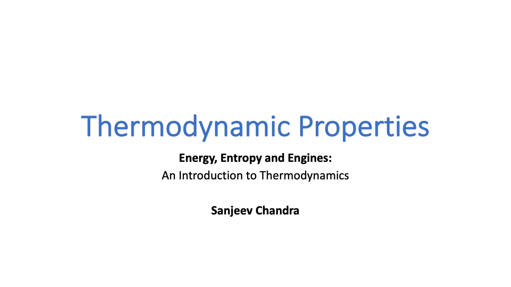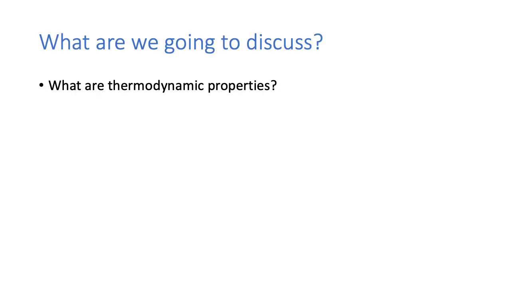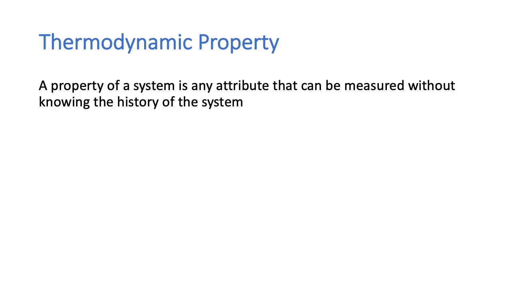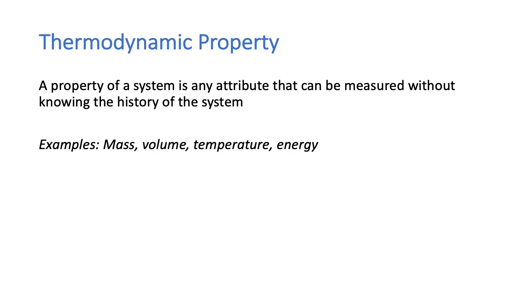Thermodynamic properties. The word property has a very specific meaning in thermodynamics, and we will discuss what that is. There are different types of properties, and we will also discuss what those are. A property of a system is any attribute that can be measured without knowing the history of the system. Examples of this would be mass, volume, temperature, energy.